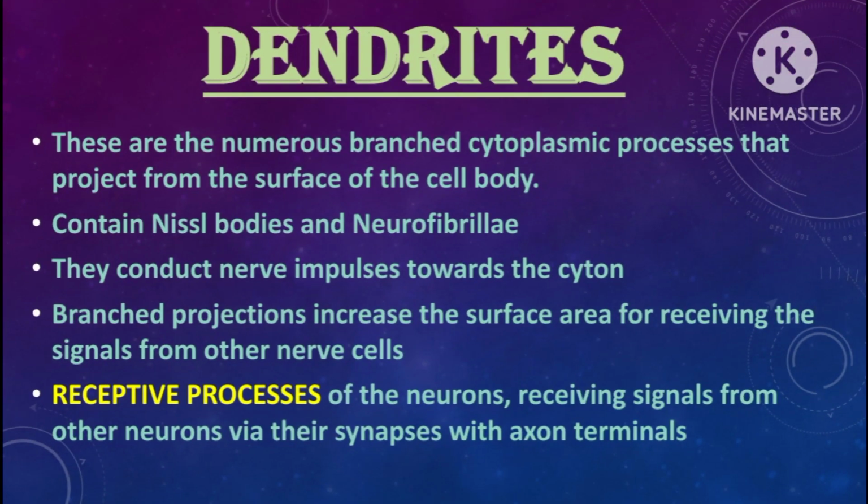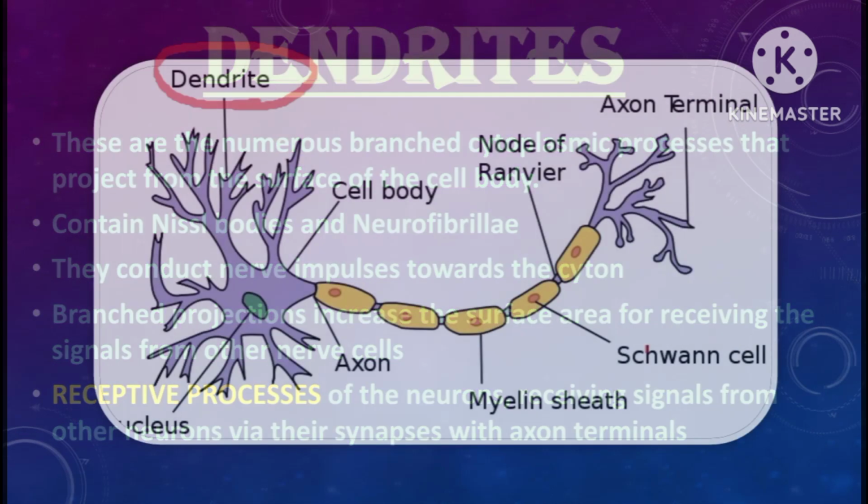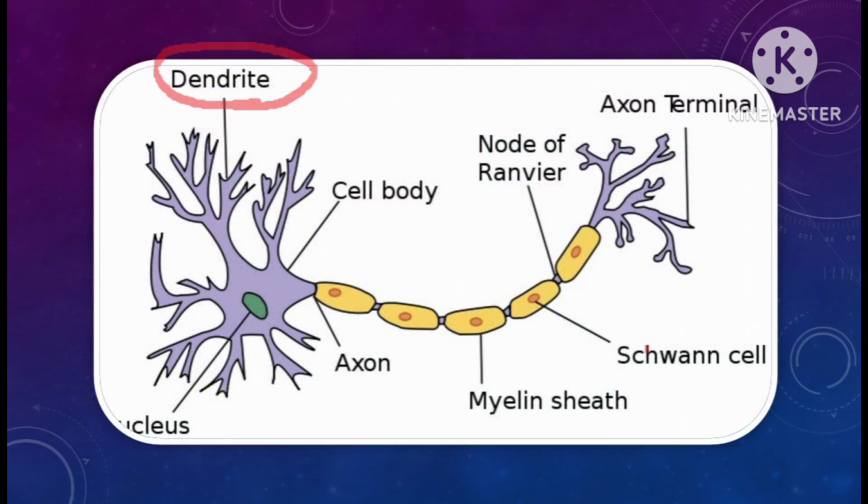Now let's see about the dendrites. Dendrites are the numerous branched cytoplasmic processes that project from the surface of the cell body. These dendrites contain Nissl bodies and neurofibrils. They conduct nerve impulses towards the cell body. The branched projections increase the surface area for receiving the signals from other nerve cells. So these dendrites are the receptive processes of the neuron. They receive signals from other neurons via their synapses with other neuron axon terminals. So receiving signal is the function of dendrites.